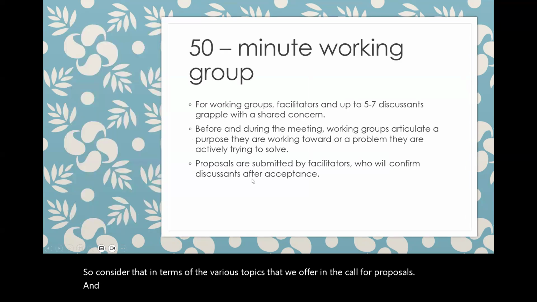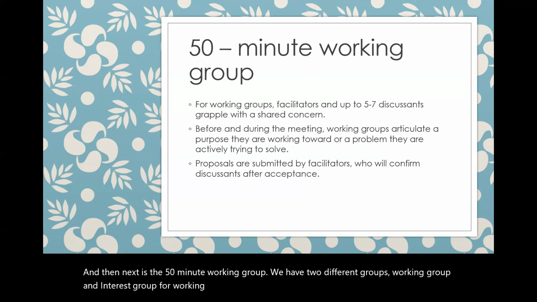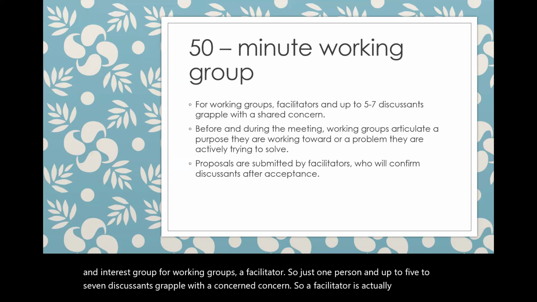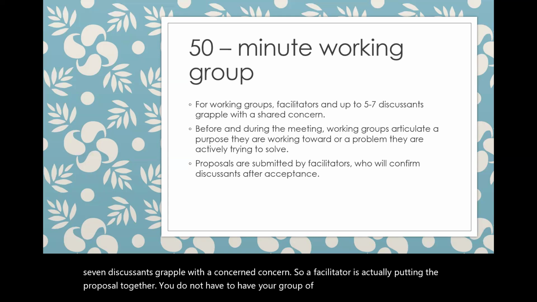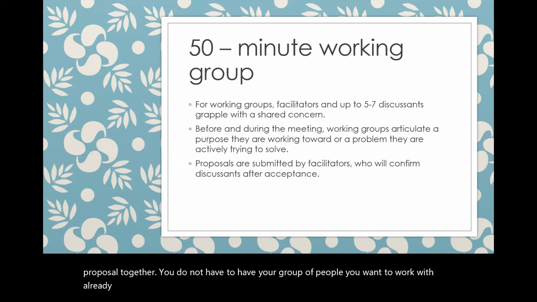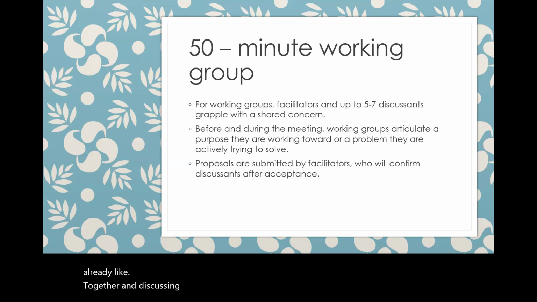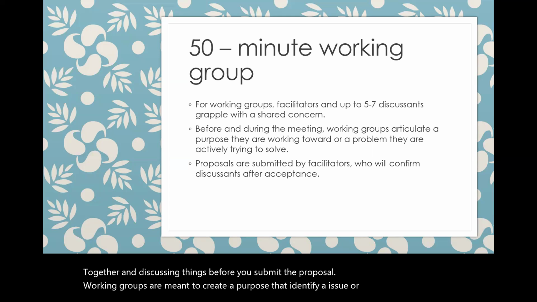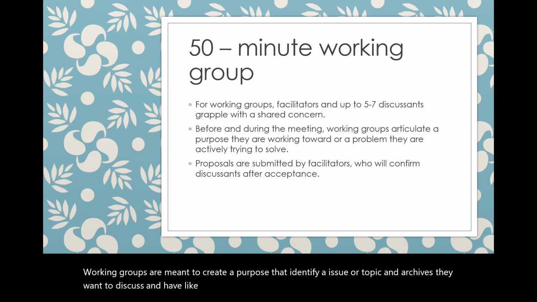And then next is the 50-minute working group. We have two different groups, working group and interest group. For working groups, a facilitator, so just one person, and up to 5 to 7 discussants grapple with a considered concern. So a facilitator is actually putting the proposal together. You do not have to have your group of people you want to work with already together and discussing things before you submit the proposal. Working groups are meant to create a purpose, to identify an issue or topic in archives they want to discuss and have a small group talk about it. And so after the proposal is accepted is when you find people to join your group.